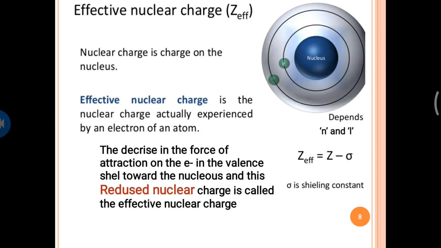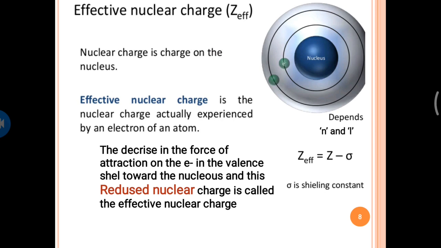Suppose the example of a sodium metal atom, in which the atomic number is 11, meaning 11 electrons are present. So the nuclear charge on the sodium nucleus is 11. This nuclear charge is reduced because of screening: inner electrons screen the outer electrons. This reduced nuclear charge is called the effective nuclear charge.